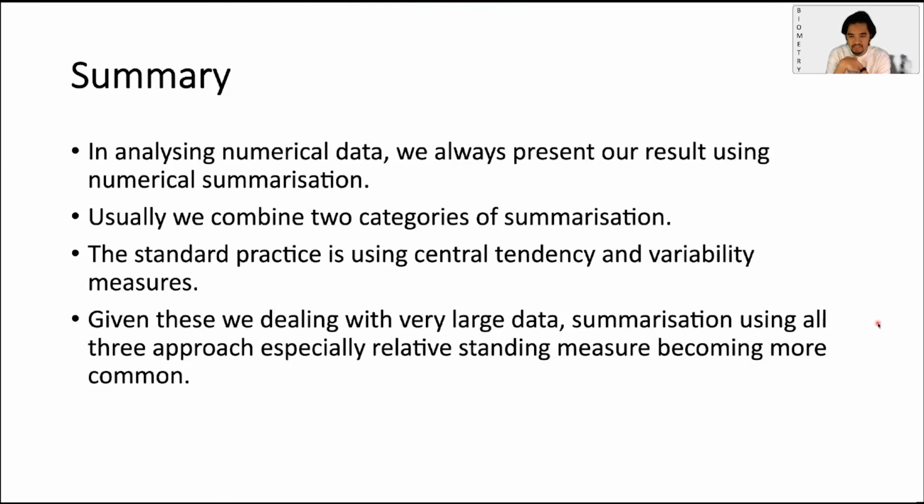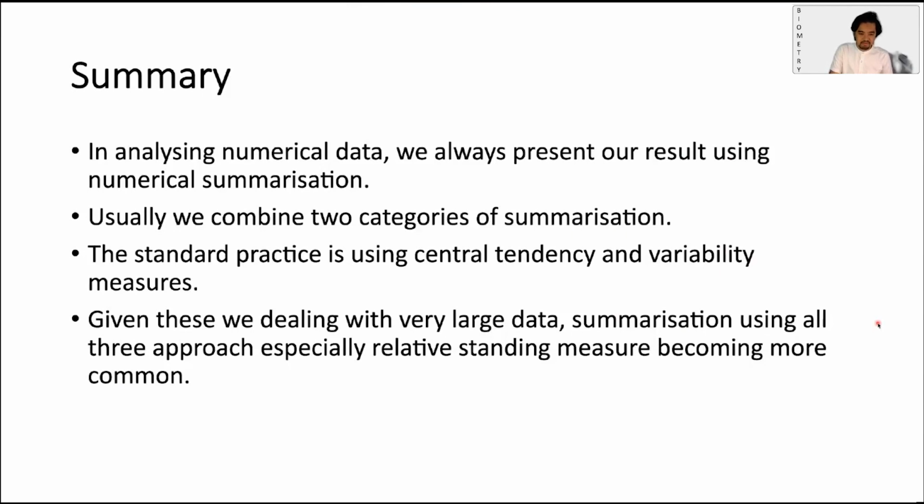In summary, in analyzing your numerical data, we always present our data using a numerical summary. Usually we combine two categories for summarization. We always use the central tendency measures, and we combine them with the variance. Sometimes we combine the central tendency with the relative standing measures. We tend to use either of the two combinations, but the central tendency is a must.